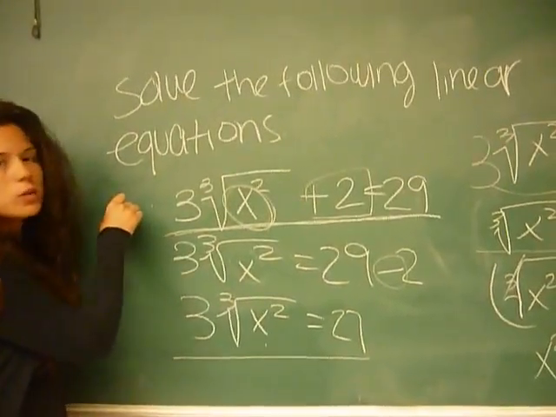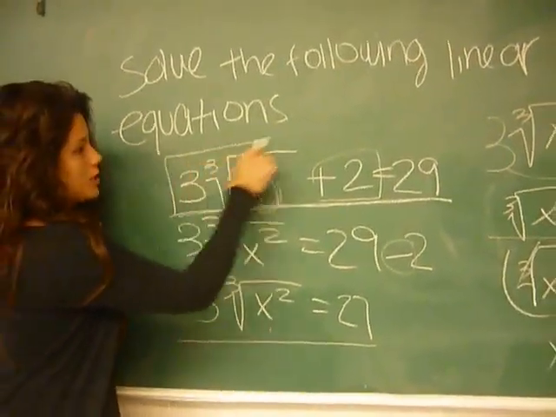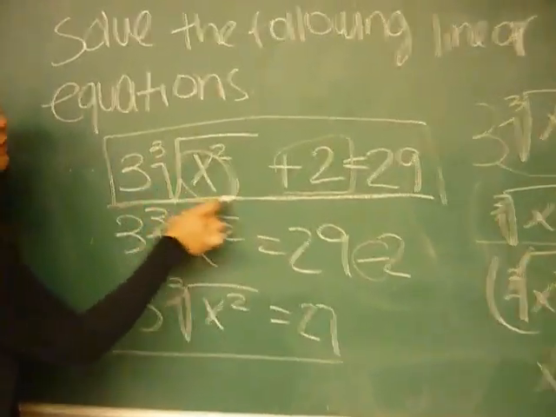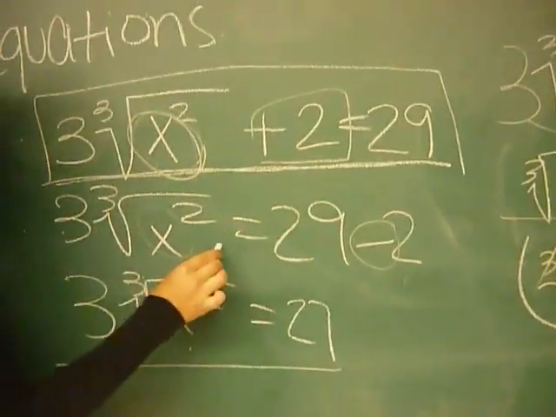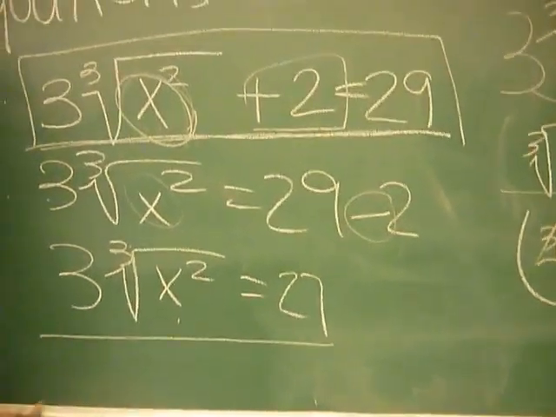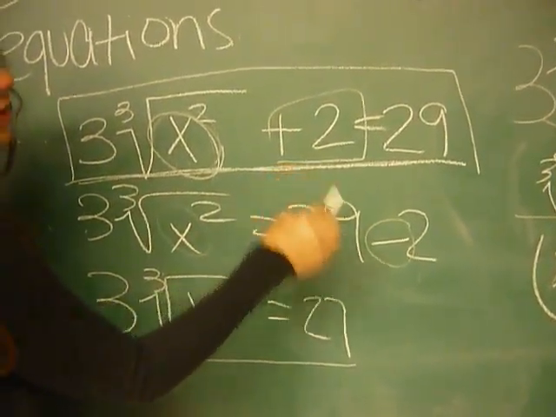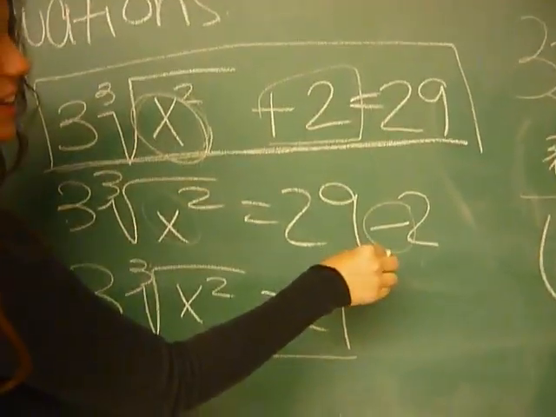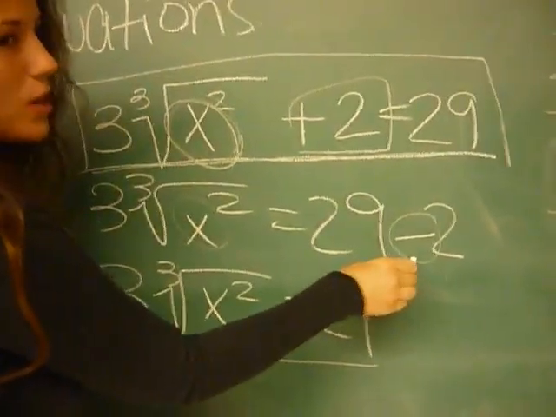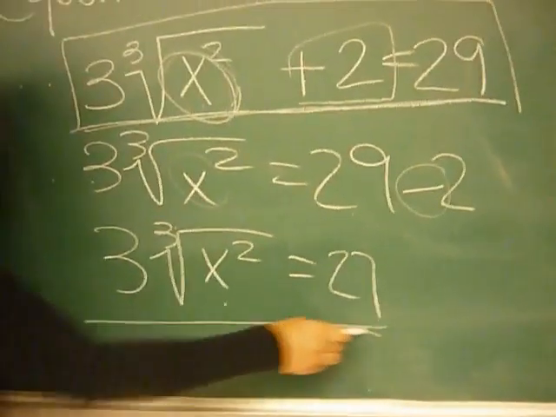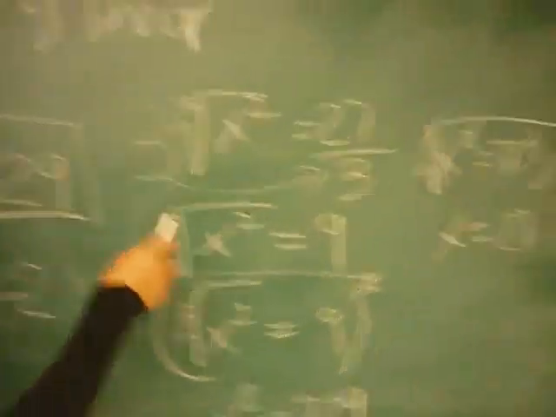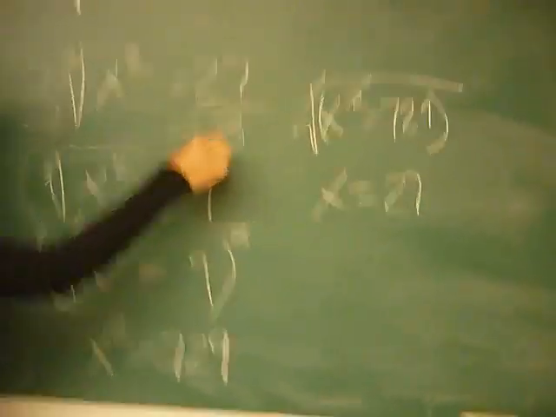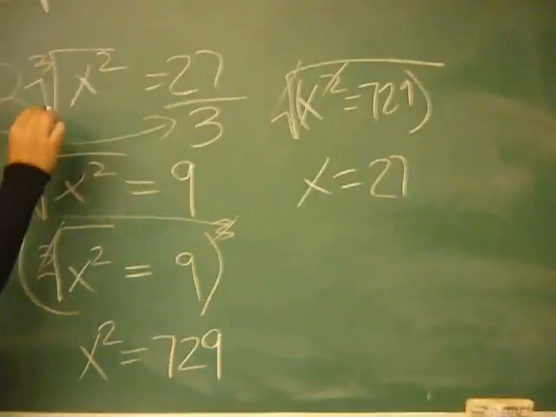Explain how to solve the following linear equations. Here's your equation. You need to find the value of x. So you need to isolate every number that is affecting the x. First you pass the 2 with the opposite sign. It was adding, now it's subtracting the 29, and you're going to have your answer. Then you're going to pass the 3 dividing, because it's multiplying the x.